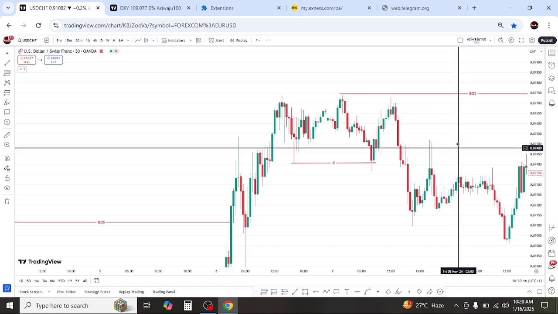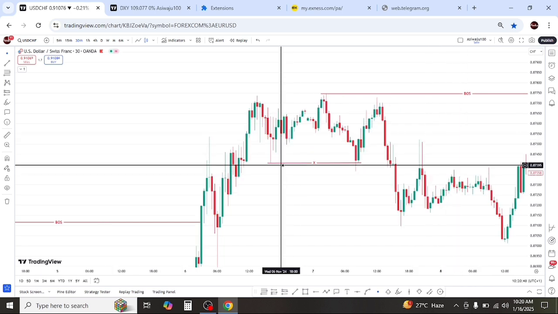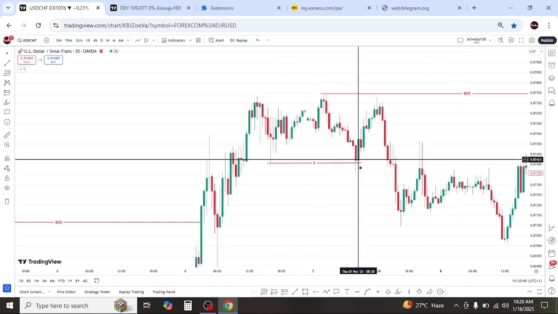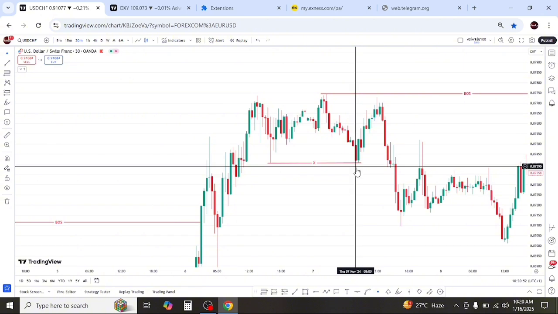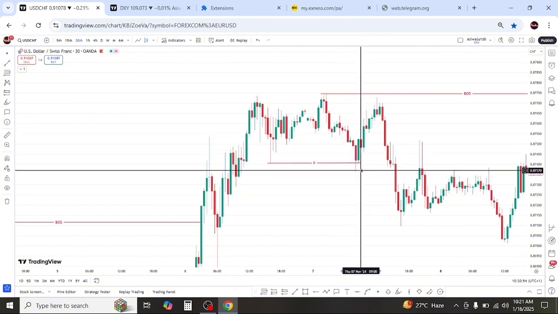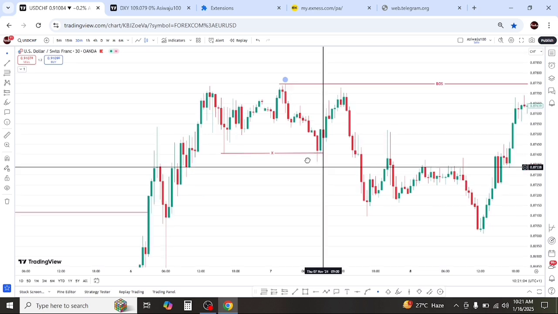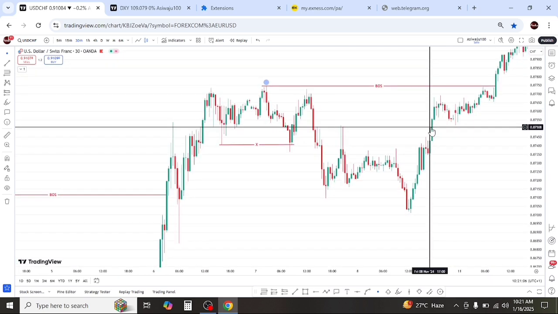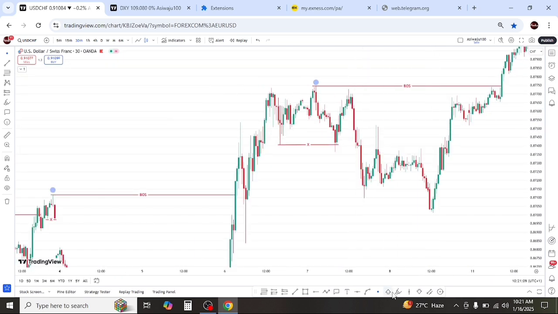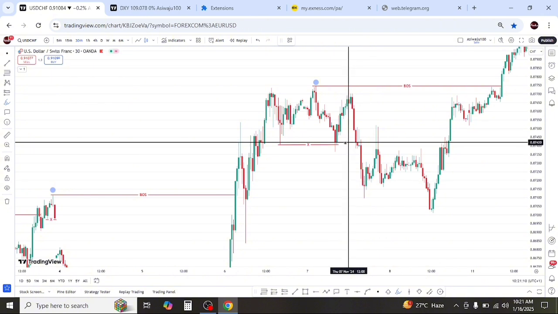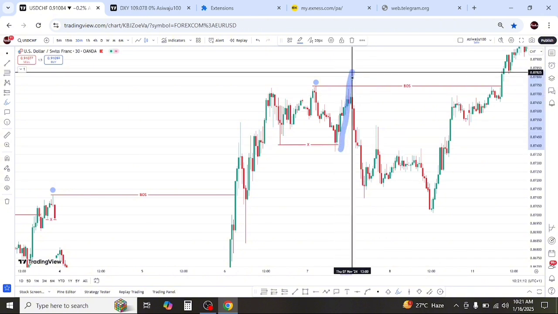So now, immediately our inducement shifts to this point, price retraces from this point and grabs the liquidity here. So immediately we have inducement sweep here. This high becomes our major high. So now what happened? Price started retracing. Price failed to break this structure and started retracing.